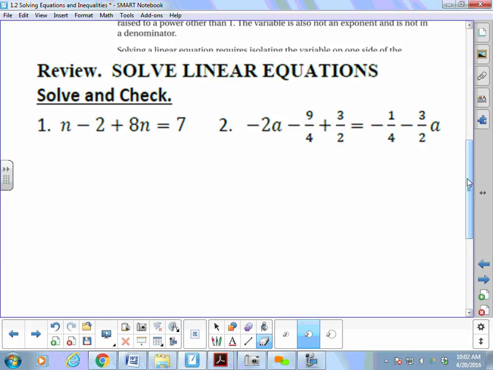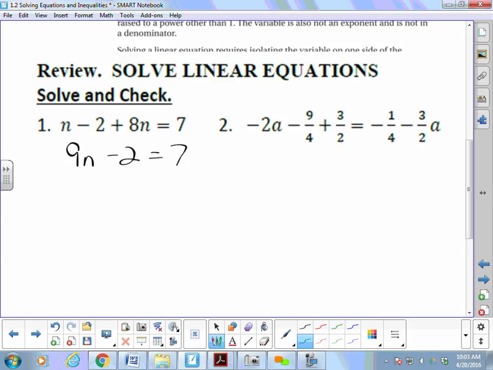So the first thing we always have to look at is, can I simplify before I solve? For this first example, we've got n minus 2 plus 8n equals 7. Can you do any simplification before you solve? We've got an n and an 8n on the left-hand side, so our first step is combining them. So n plus 8n is 9n minus 2 equals 7.